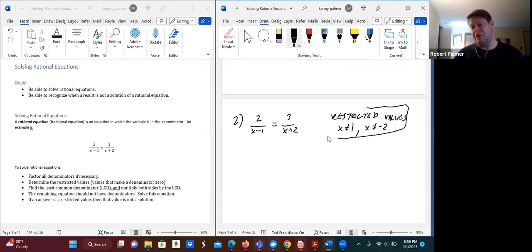So I'm going to put a box around this. We're going to come back to these later at the end. Make sure the solution we get is not one of these numbers. If it is, then there's no solution. That number is not a solution. Okay. Now, this process works just like above.